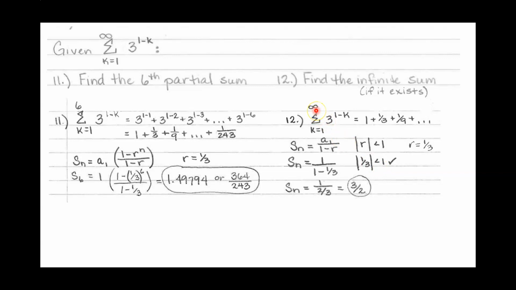So again, it's going to infinity, and I'm finding the geometric sum. So that would be a sub 1 over 1 minus r. That's my infinite geometric formula. A sub 1 was my first term. That was 1. And then 1 minus my ratio. Ratio again was 1/3. So that's going to be 1 divided by 2/3, which is the same thing as 1 times 3/2. And so we would get a sum of 3/2.